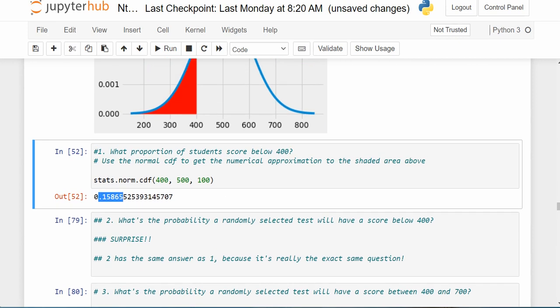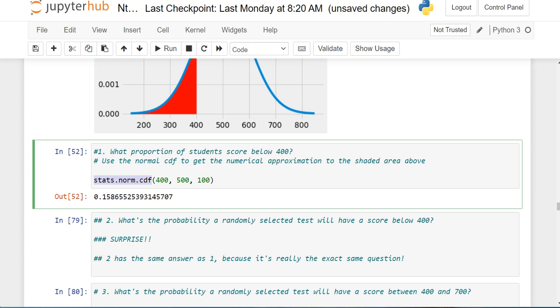Okay? And how are we doing that? Well, we're using the stats.norm.cdf. Remember again that the stats is referring to the SciPy package. So the SciPy package has this function called norm, and there's another piece of it called cdf. And so we're able to do these calculations.